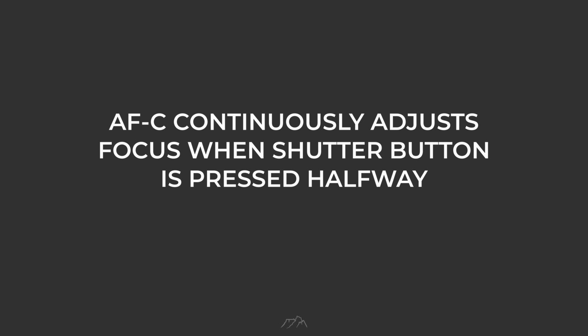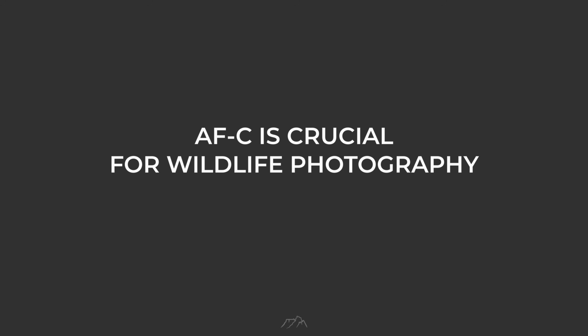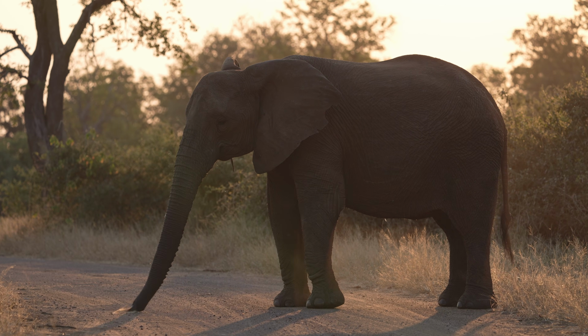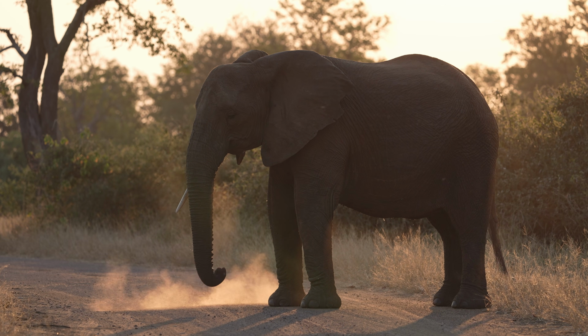AFC, on the other hand, continuously adjusts focus when the shutter button is pressed halfway, allowing photographers to maintain focus on moving subjects. This is crucial for wildlife photography, and I always recommend using AFC or autofocus continuous. Avoid using AFS for wildlife photography. It's also worth mentioning that focusing always performs better in good lighting conditions on scenes or subjects that have good contrast. Something I highly recommend using is back button focus.